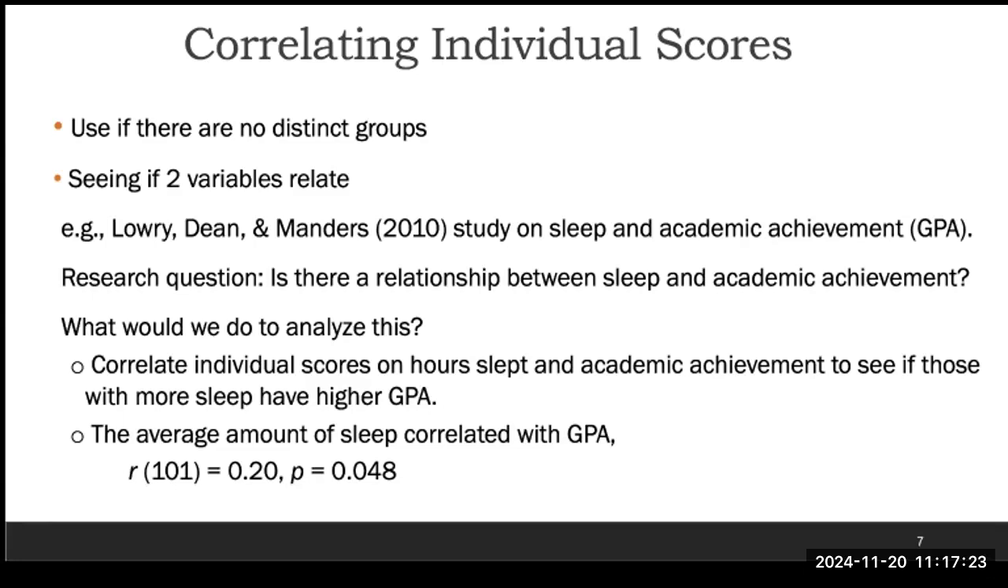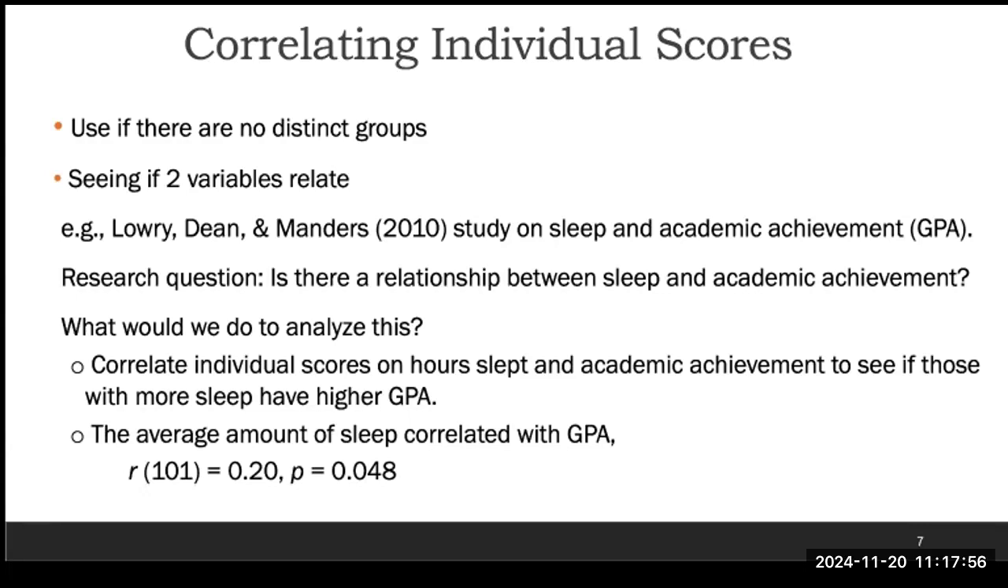So here they're not breaking it down by gender identity or grade level. They just took the scores, their GPAs, and wanted to see, maybe there was a question in the study about how much they sleep. So they correlated individual scores on hours slept and academic achievement and wanted to see, was there a systematic relationship between these variables? And it looks like they had 101 participants. So that's the number in parentheses that you see.